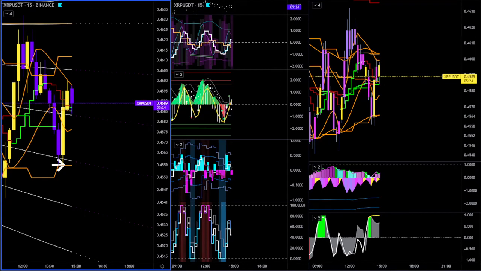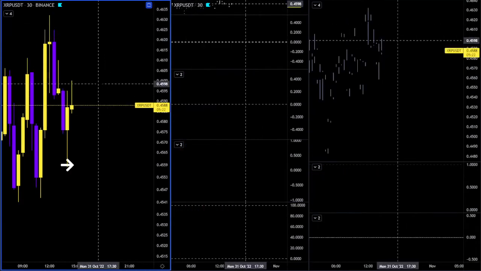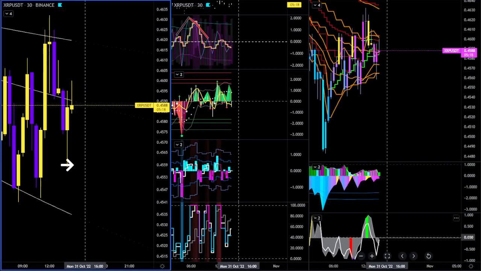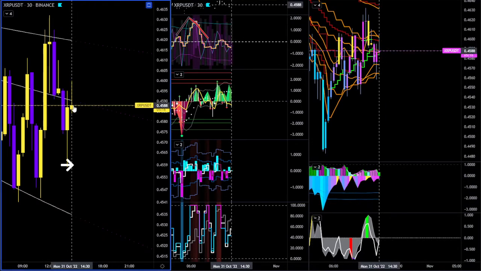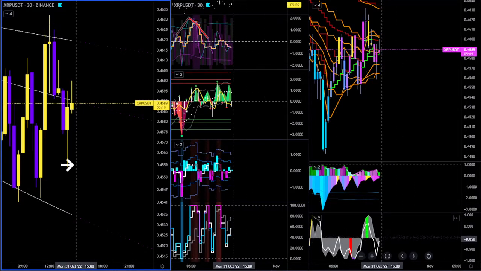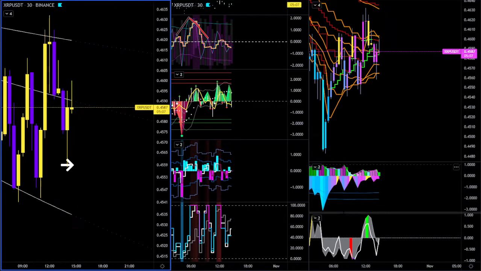Not looking too bad. The 30-minute will be looking for the support. It's currently got positive drift. Got to watch that. If it gets above this line over here, does it move into negative drift? If it moves into negative drift on the 30-minute, you'll look for continuation down.